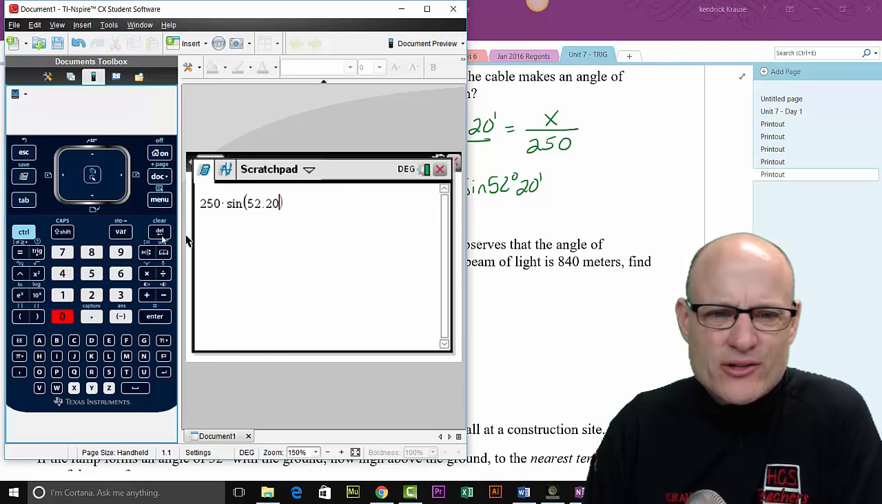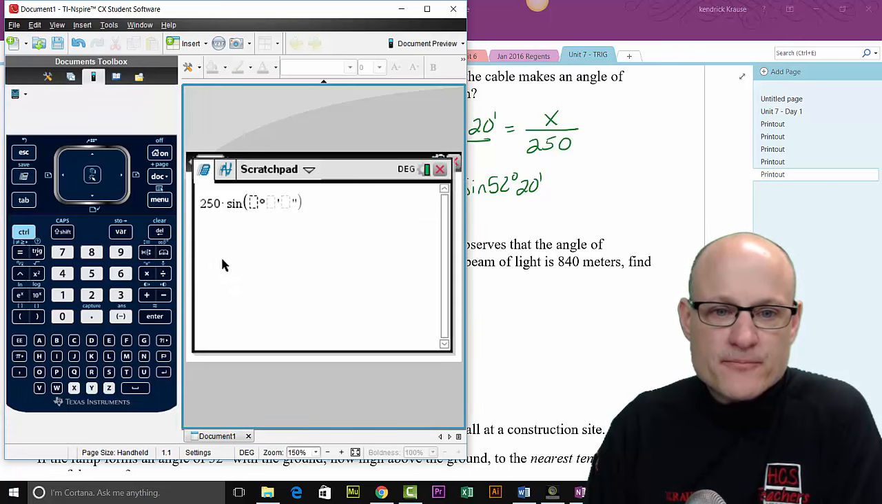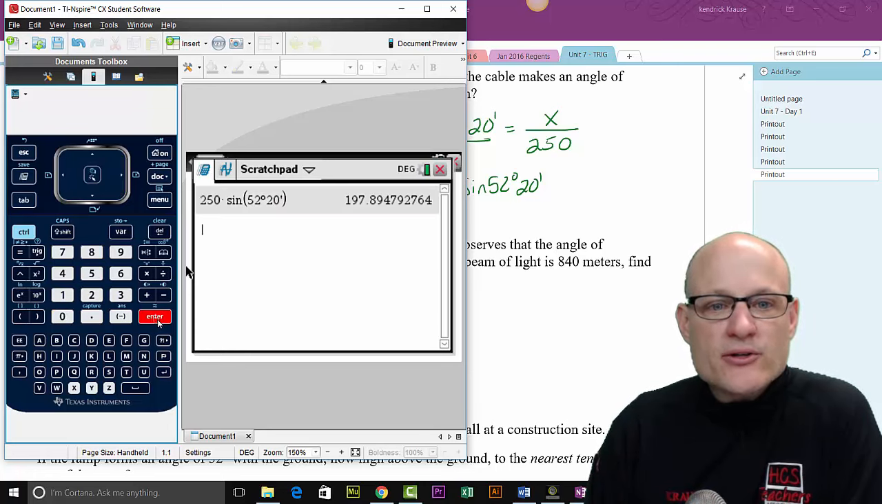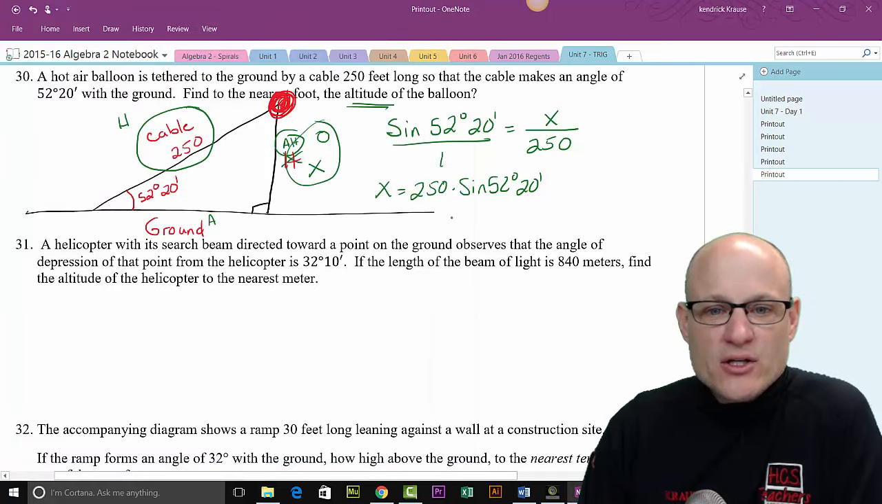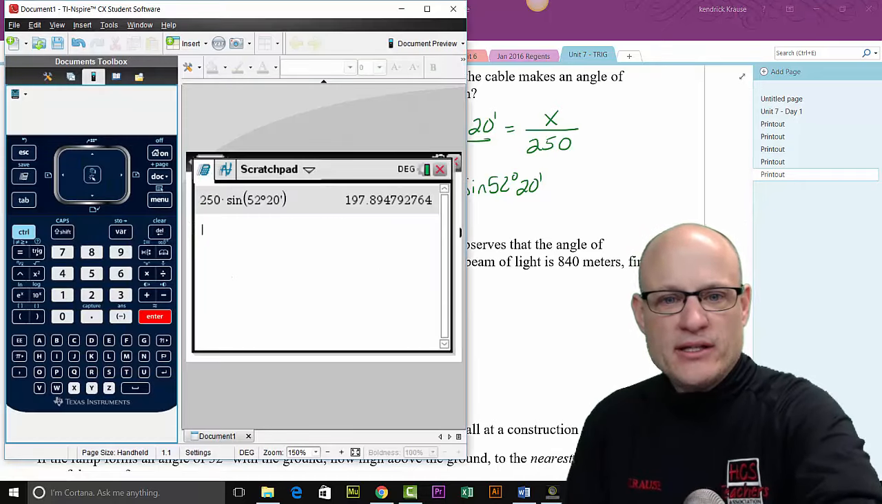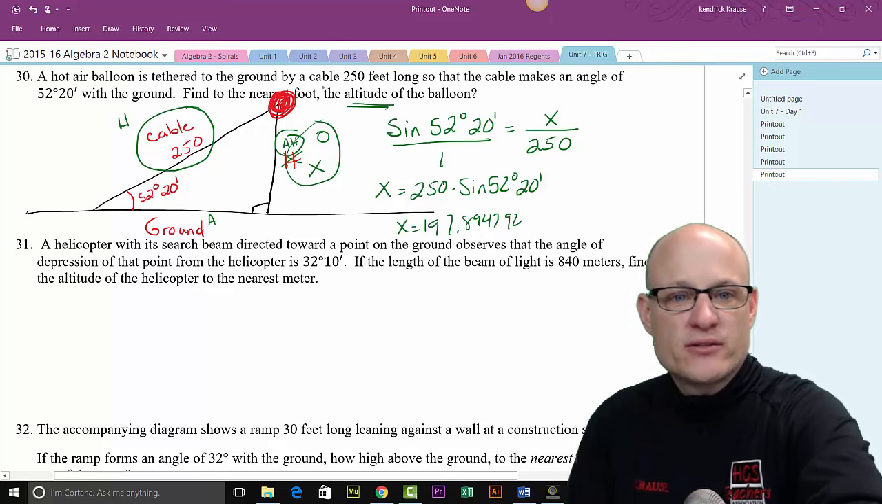You got to come in here, and you got to use this thing right here to get those degrees, minutes, seconds. 52, 20. Enter. 197. So x equals 197.894792. Rounded to the nearest foot, 198. Moving on.